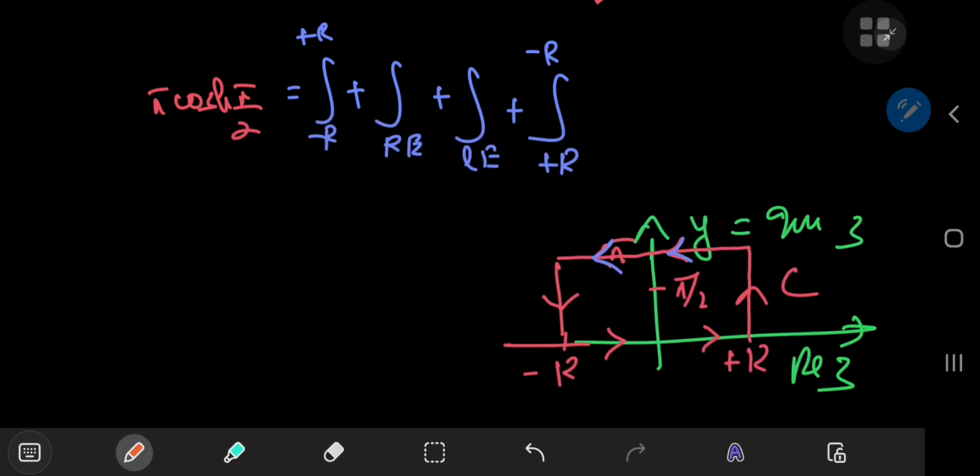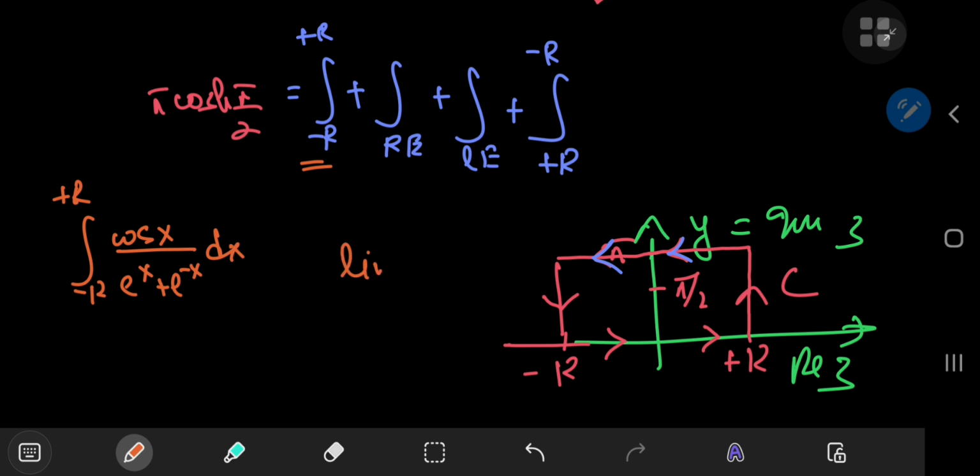So let's talk about this integral here first. It's the integral from -r to +r of the cosine of, now you're on the real axis, so you can replace z by x, e to the x plus e to the -x dx. And this is your target integral in the limit as r goes to infinity. Okay, so we're evaluating all these four integrals for the case where r approaches positive infinity. So this checks out, and let's call it I.